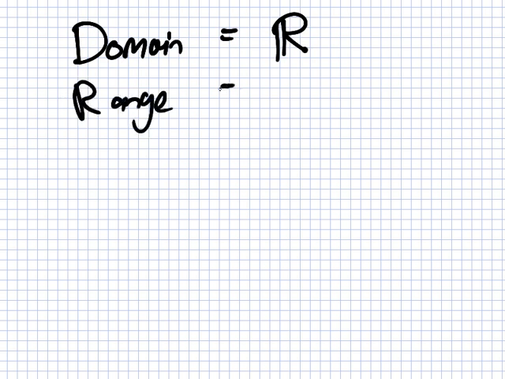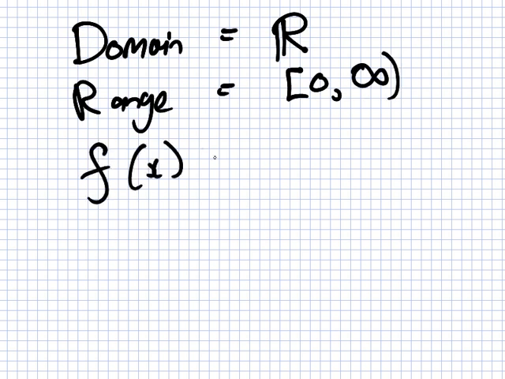Firstly, let me just tell you what the domain is. The domain is all real numbers. Let me just tell you what the range is. We'll say the range is all the positive numbers, including 0. This function, defined above, does not have an inverse. Why not?